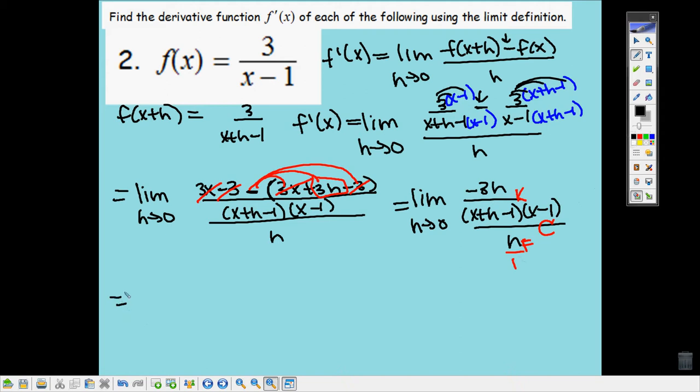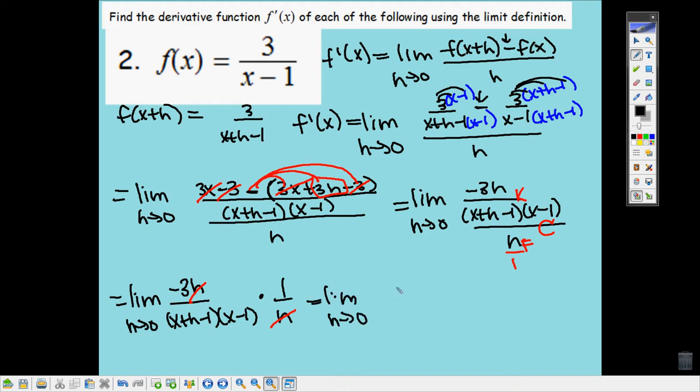Okay, so then I have the limit as h approaches 0 of negative 3h over x plus h minus 1, x minus 1, times 1 over h. And this makes me feel good because now I have simplified out the problem that I was having with direct substitution. So now when I simplify, I get a value that does allow 0 to be in the domain of that function. Remember that when we were talking about a limit as h approaches 0, that value has no bearing on x.